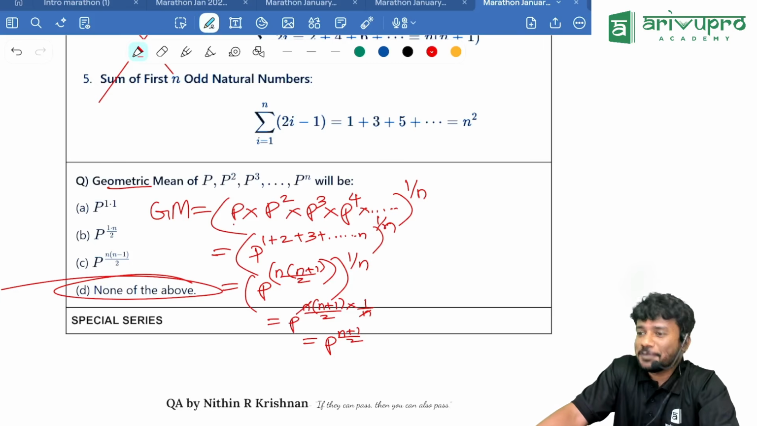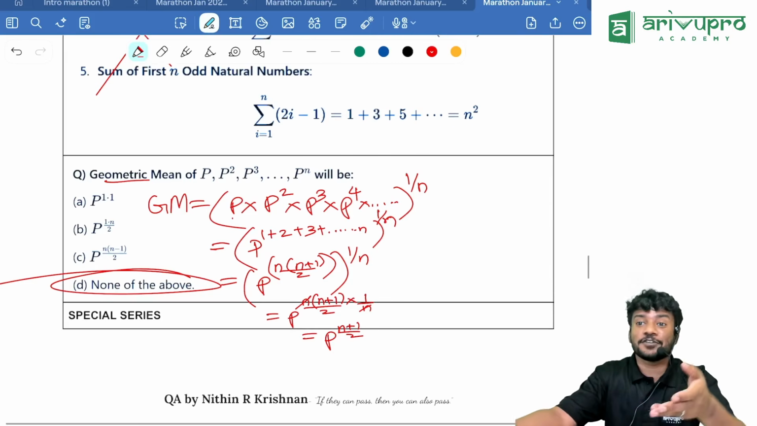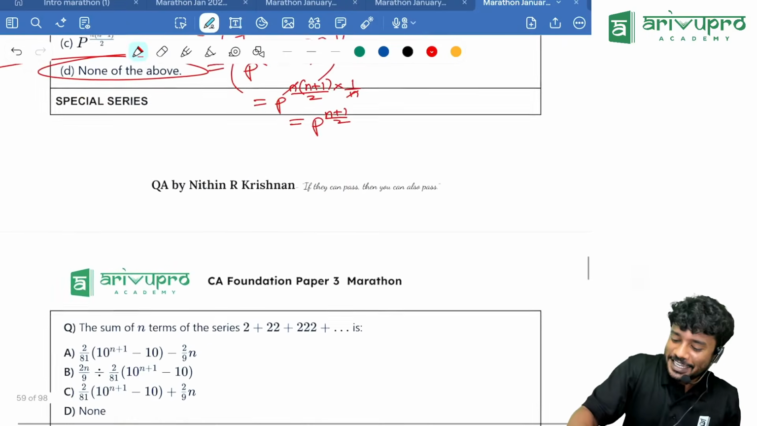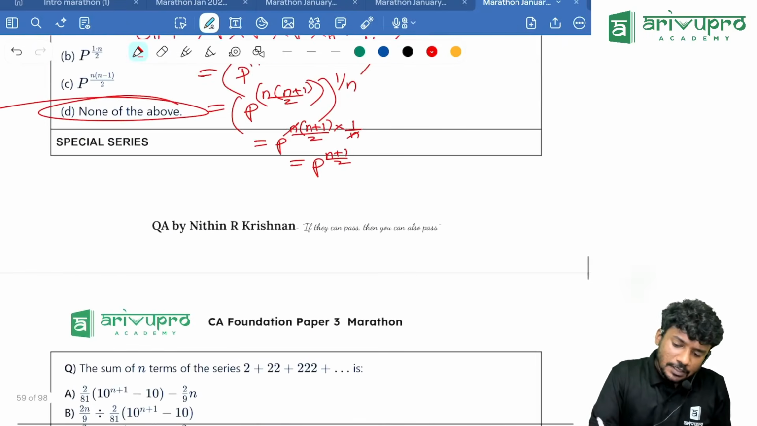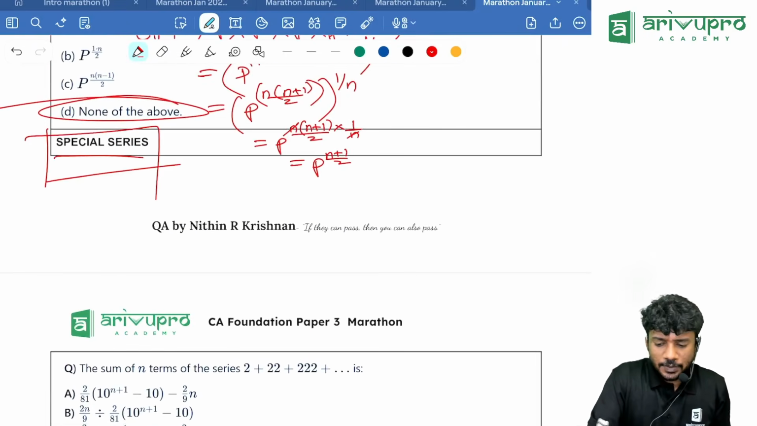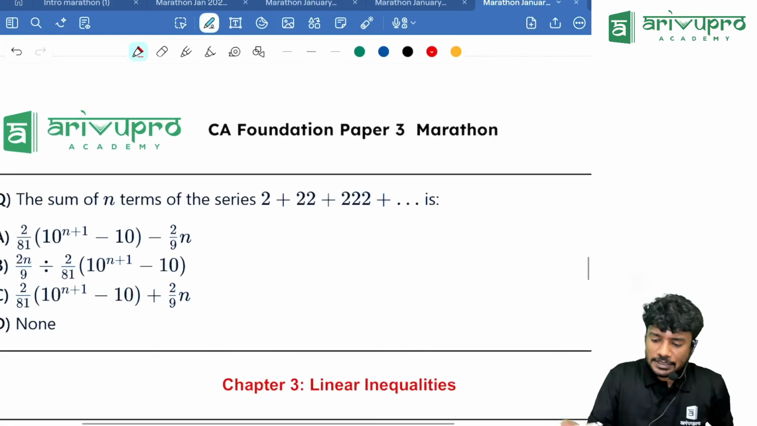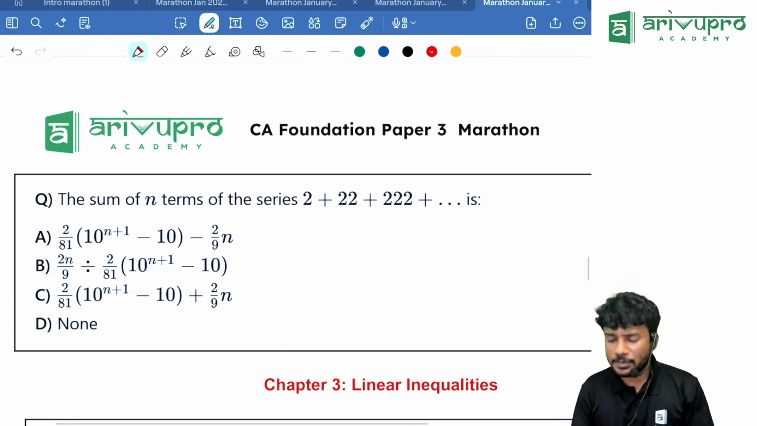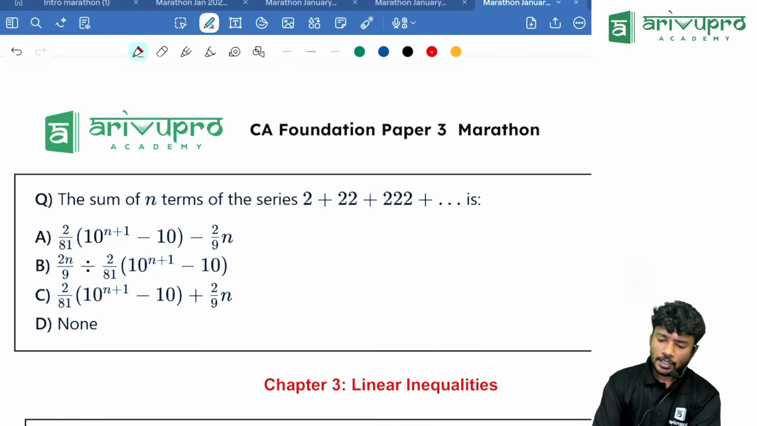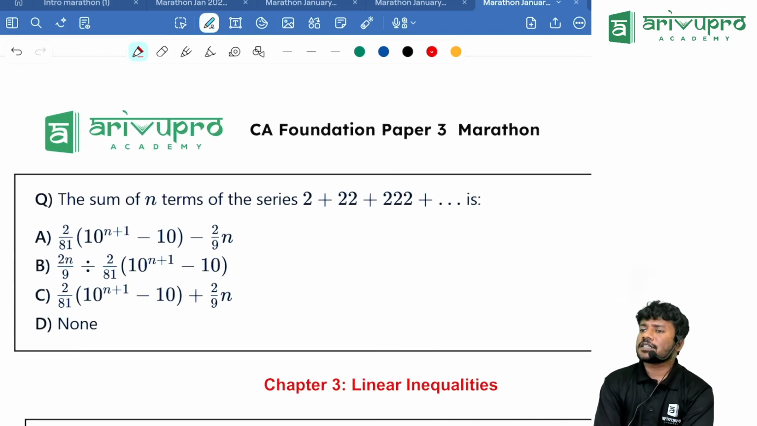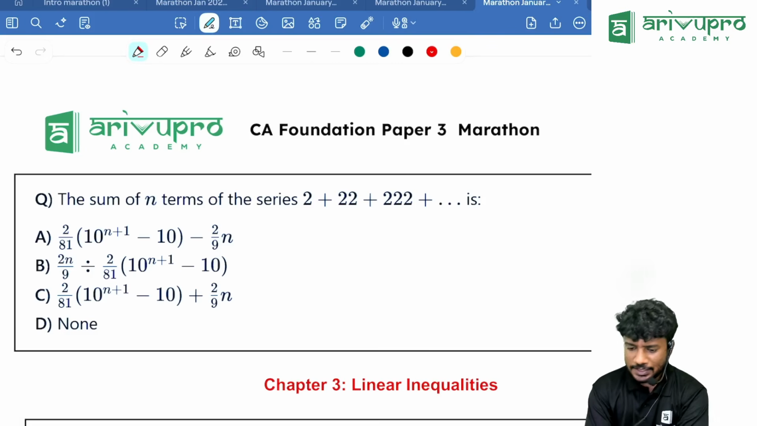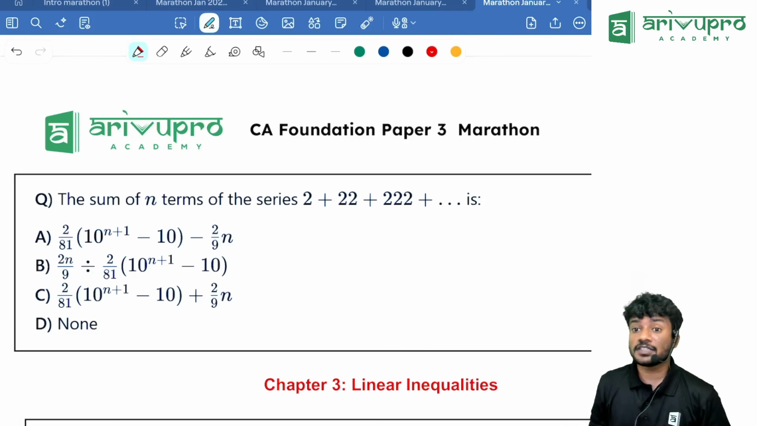Now the problem is you will never go for none of these. Yes, that's the problem, especially for these types of questions. Now, some special series which were asked in the previous year. I think it was asked in the May attempt. Similar question: the sum of n terms of a series is to be found. The series is 2 plus 22 plus 222 and so on.